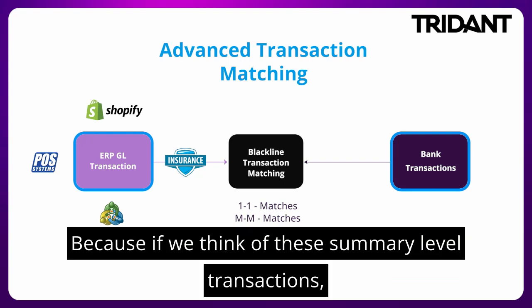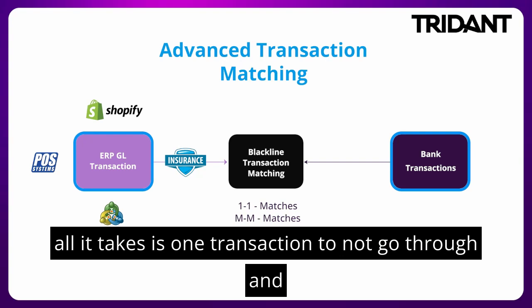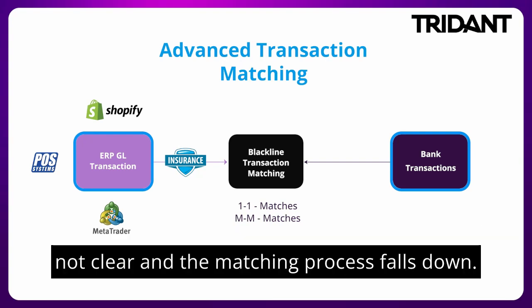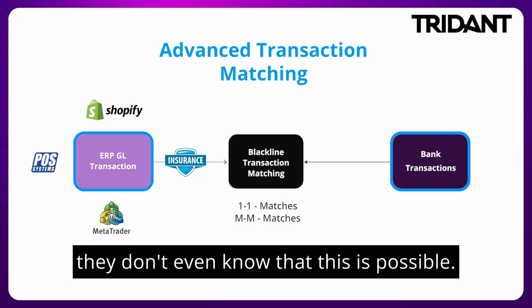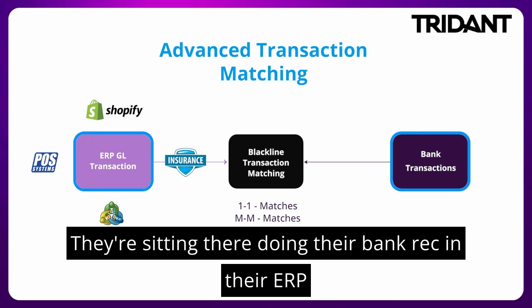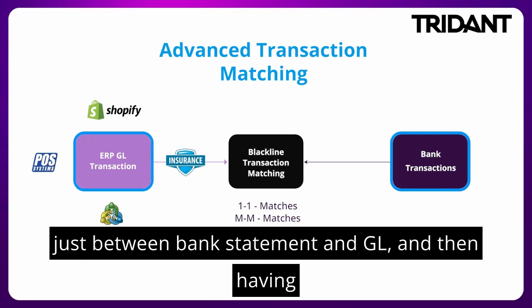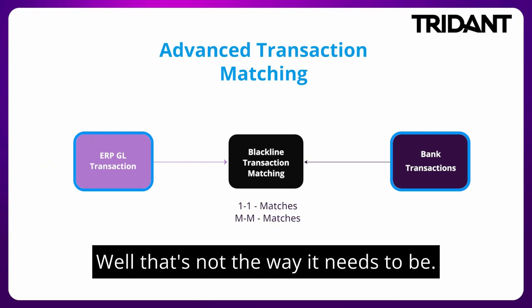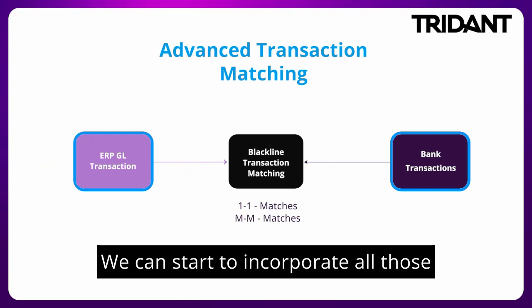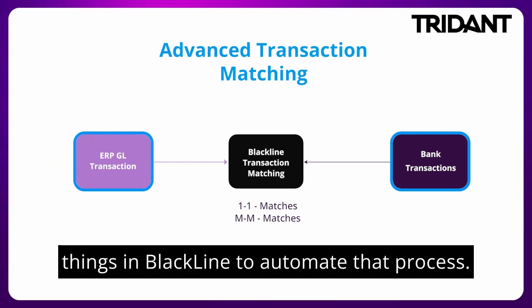Because if we think of these summary level transactions, all it takes is one transaction to not go through and not clear, and the matching process falls down. So lots of organizations, when I explain this to them, don't even know that this is possible. They're sitting there doing their bank rec in their ERP just between bank statement and GL, and then having to go back and still do all these Excel workings for all these other data sources. Well, that's not the way it needs to be. We can start to incorporate all those things in BlackLine to automate that process.